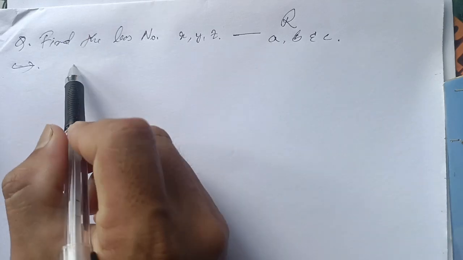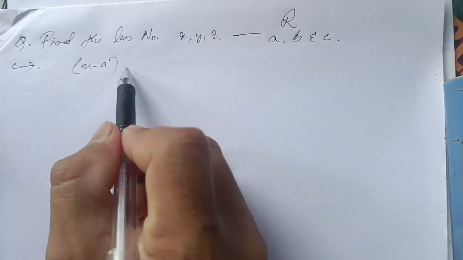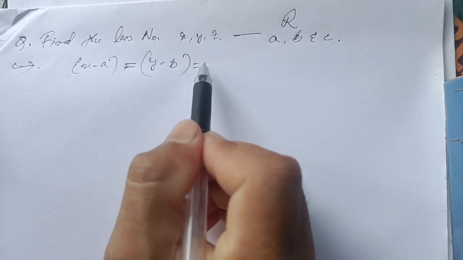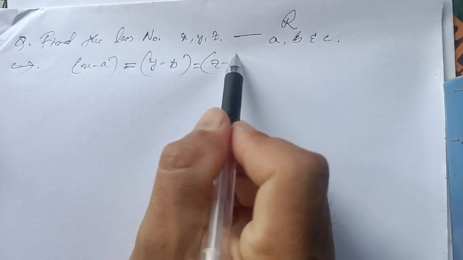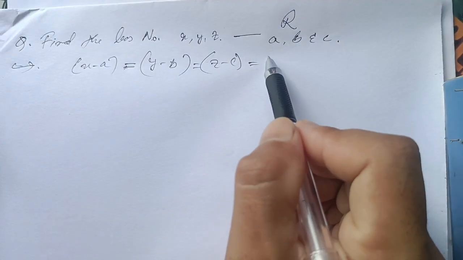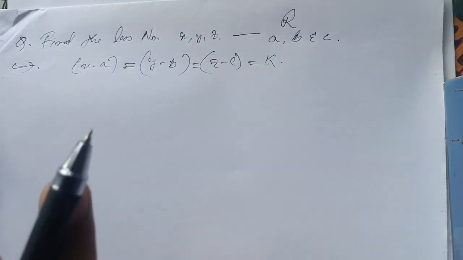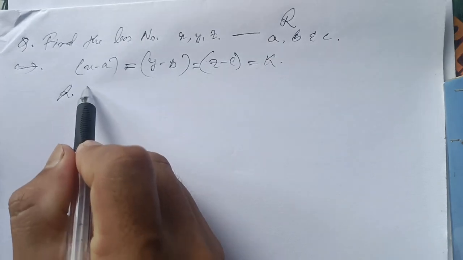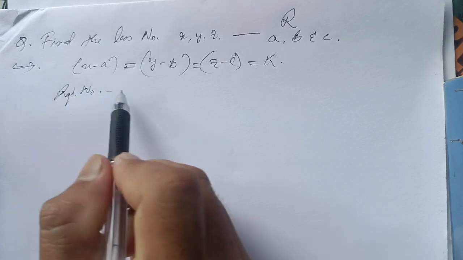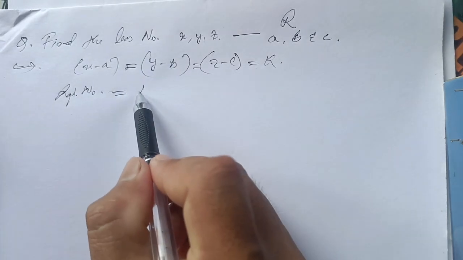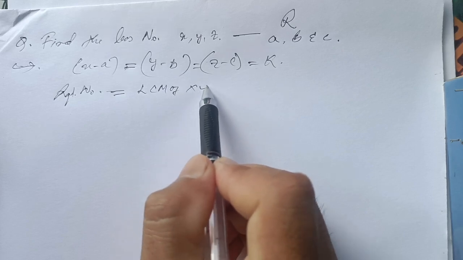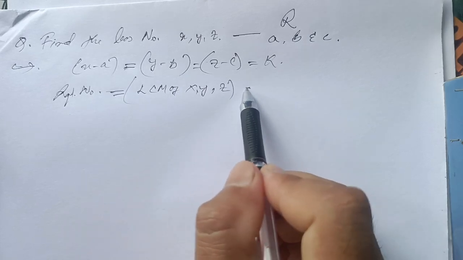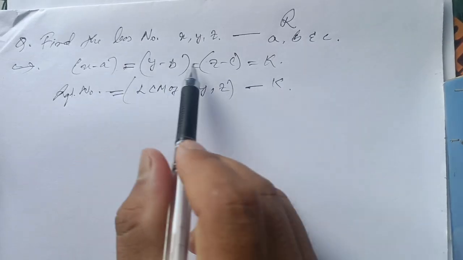In the same way the remainders are a, b, c. So x minus a gives the remainder, y minus b, z minus c. So the required number would be a multiple, holding the LCM of x, y, z, and the answer is the LCM minus that difference.